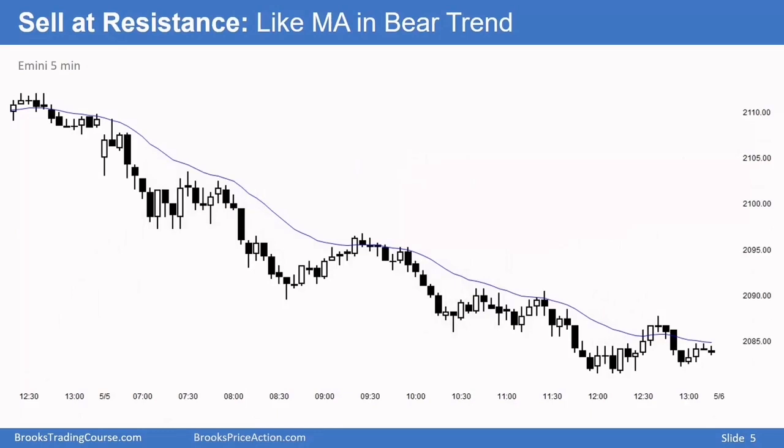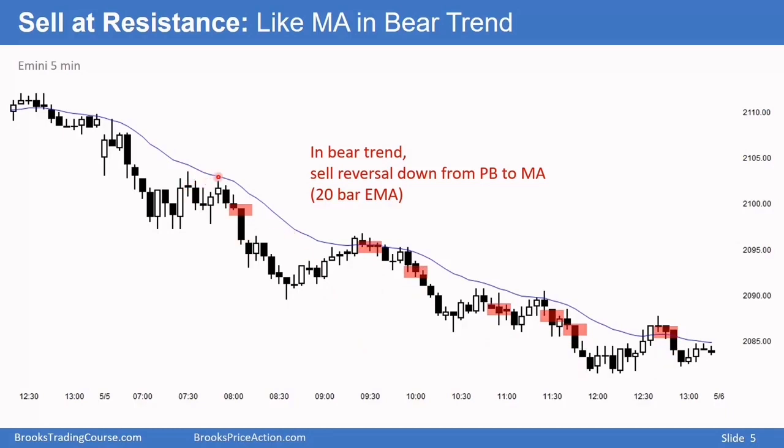Here's a bear trend. Traders are looking to sell at resistance. There are many ways to look at resistance here. An obvious one is the moving average, the average price. This is a 20-bar exponential moving average. Once you start to see a bear trend, traders are going to be looking to sell anytime the market gets back to the average price, betting that the average price is too expensive, and the market will then get a new low.